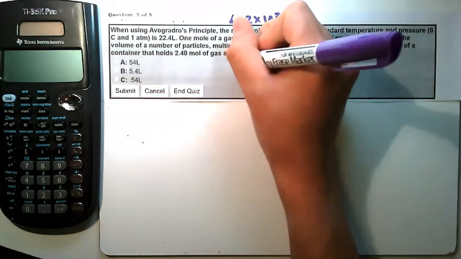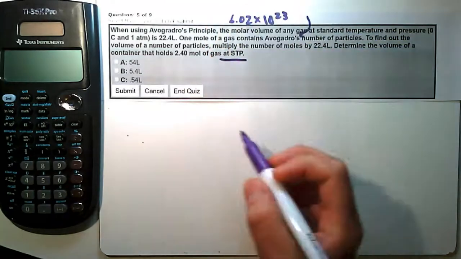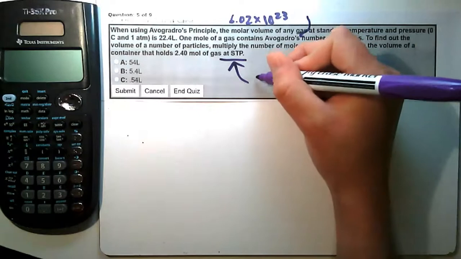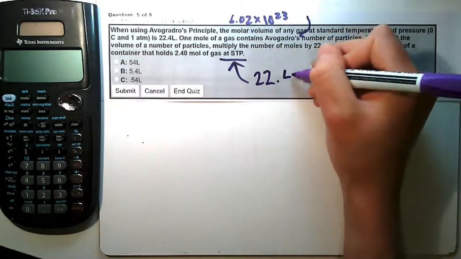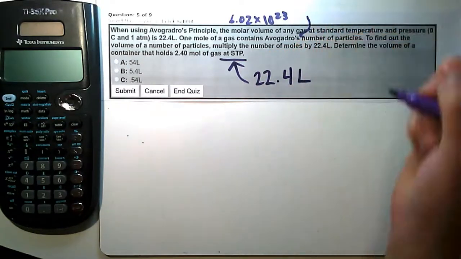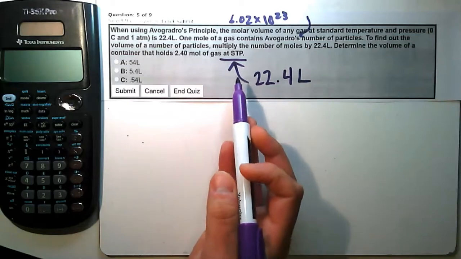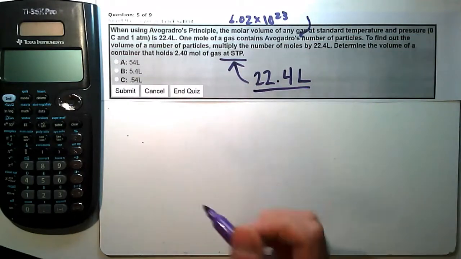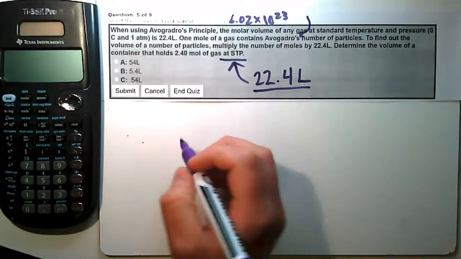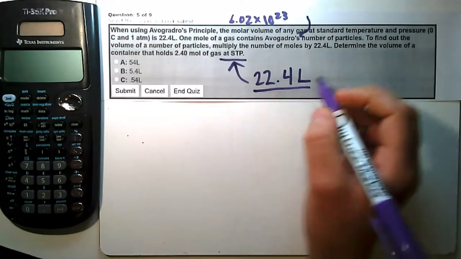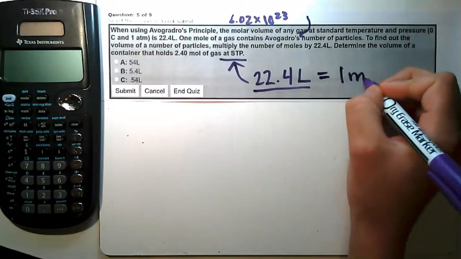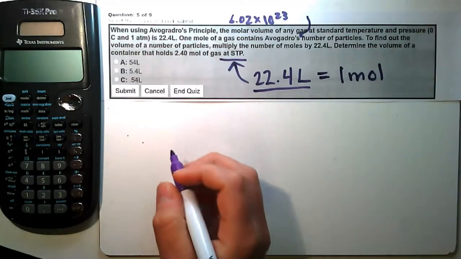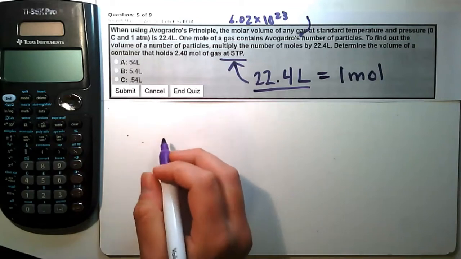So the clue word here is this at STP part. We have to have this at STP to be able to use the molar volume of a gas, 22.4 liters. If we don't have that STP, then we cannot use the 22.4 liters. But since this gas is at STP, 22.4 liters is equal to 1 mole, or 1 mole of the gas fills 22.4 liters. So all we need to do to solve this problem is dimensional analysis.